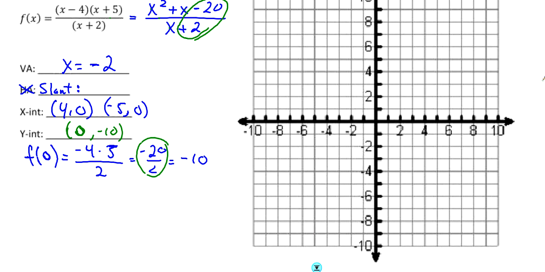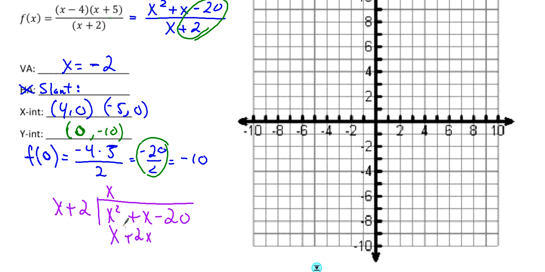So now we got to find that slant asymptote. So we got to do long division. So we set it up with the x plus 2, and underneath you put your x squared plus x minus 20. Okay, and now we do our long division. So again, what times x gives me x squared, and that's x. So you get x times x plus 2x, that's x squared plus 2x. Subtract and change the signs. So you get x minus 2x, which is negative x, minus 20. Bringing that term down. And then what times x gives us negative x? That's negative 1.